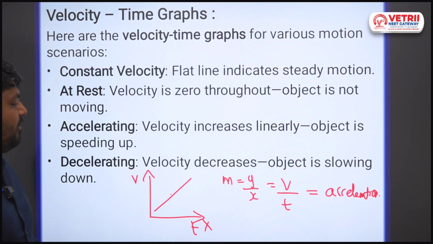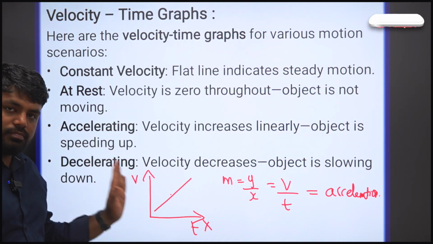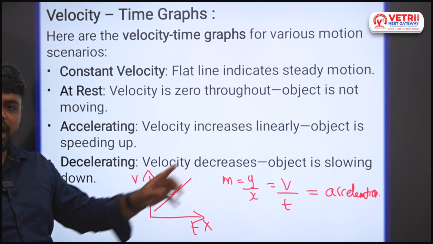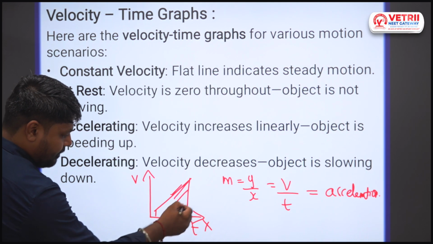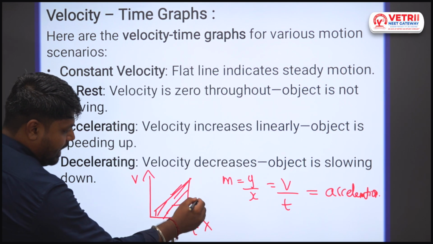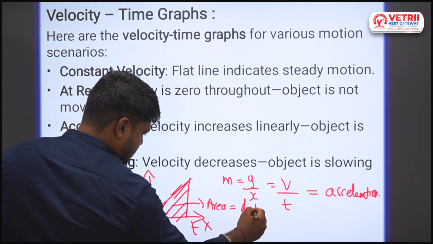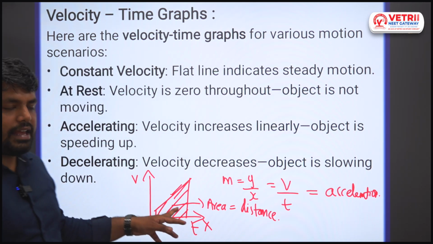We are going to see various cases here for the velocity time graph. Remember, in the velocity time graph, if you take the slope, it gives you the acceleration. If you take the area under the graph, this area is equal to distance or displacement. Let us discuss this area later.